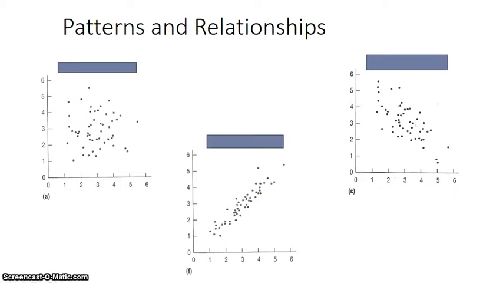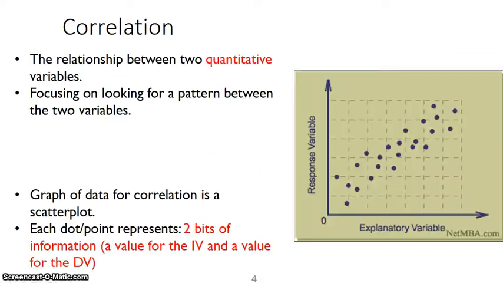Correlation has to do with the patterns and relationships between two variables, the explanatory variable, known as the independent variable, and the response variable, the dependent variable. Correlation specifically looks at the relationship between two quantitative variables and focuses on looking for a pattern between them. The graph of the data for a correlation is a scatter plot, and each dot represents two pieces of information, a value for the explanatory variable and a value for the response variable.